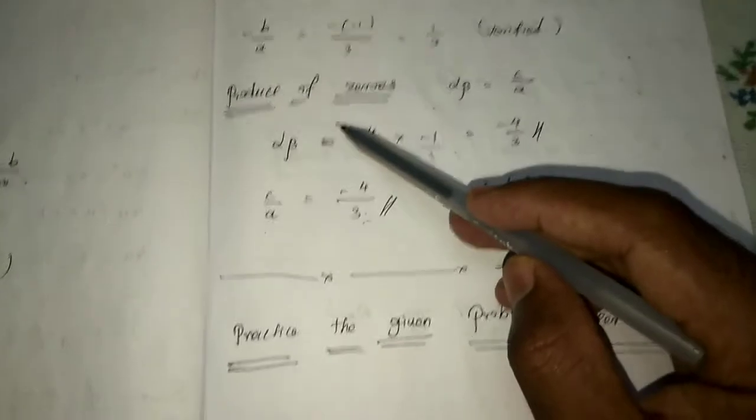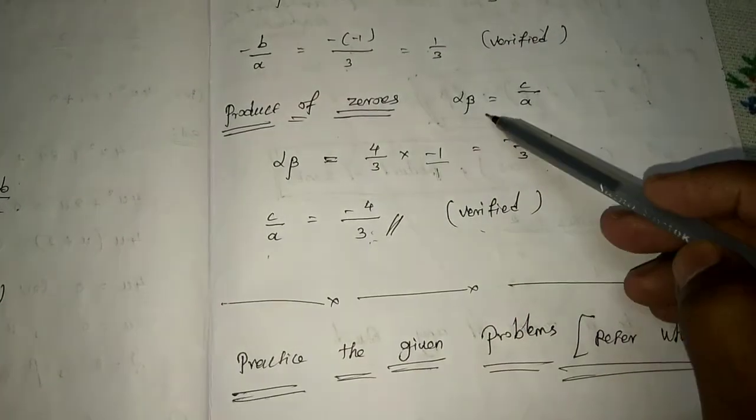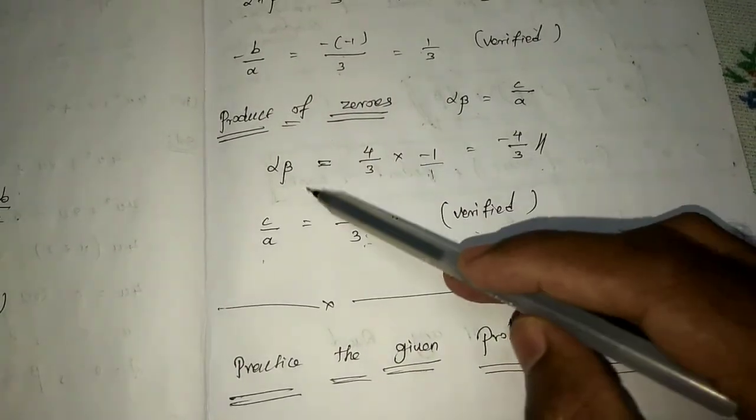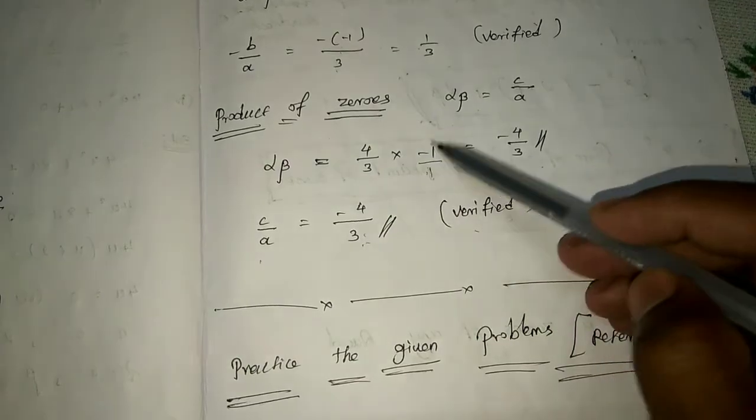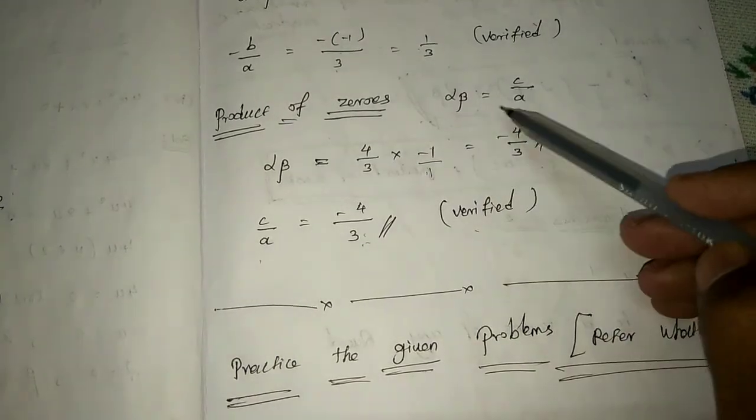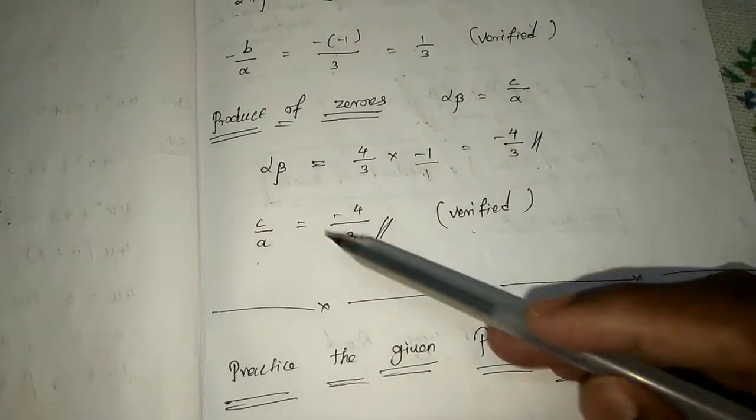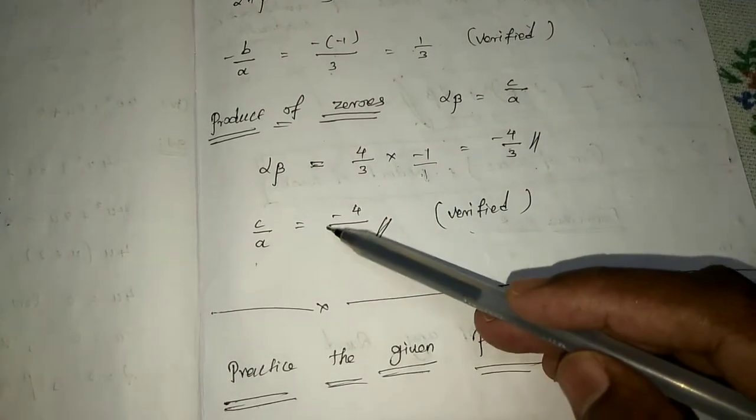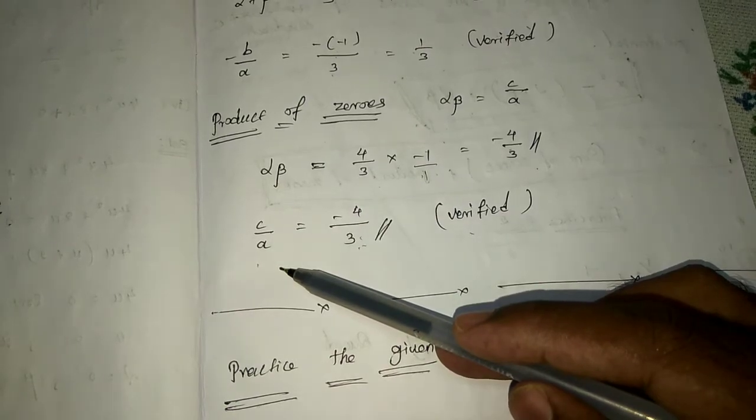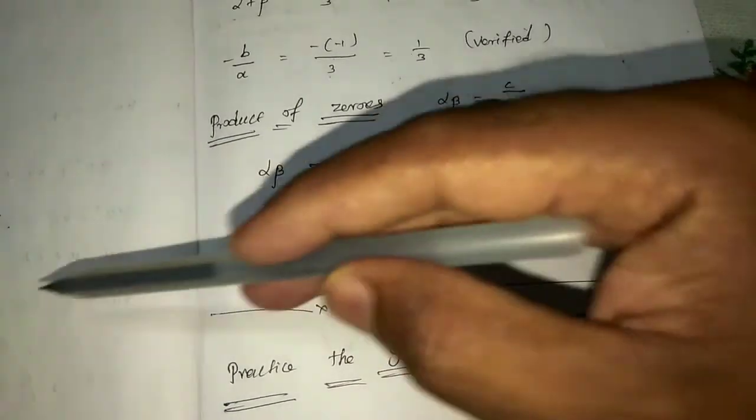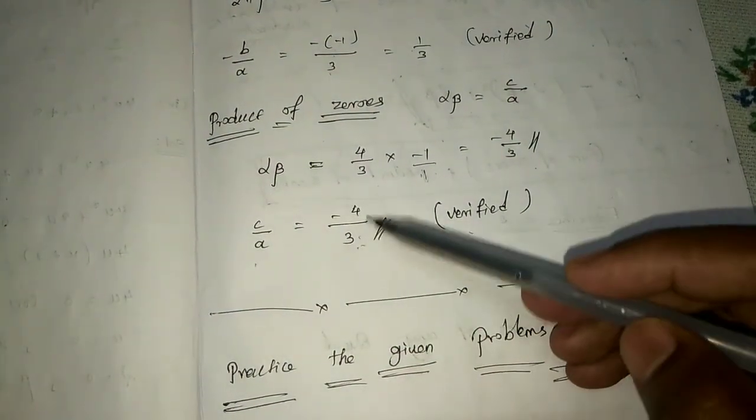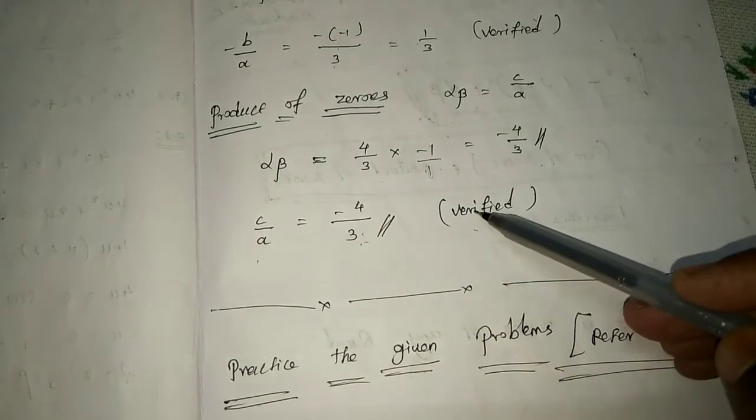Next, product of zeros, alpha into beta, which is equal to c by a. So alpha into beta, alpha value 4 by 3, beta value minus 1. So 4 into minus 1 is minus 4, 1 into 3 is 3. So minus 4 by 3. Next is the right hand side, c by a. C value is minus 4, and you can check the a and c values in this equation, right? So minus 4 by 3. So minus 4 by 3 equals minus 4 by 3, verified, right?